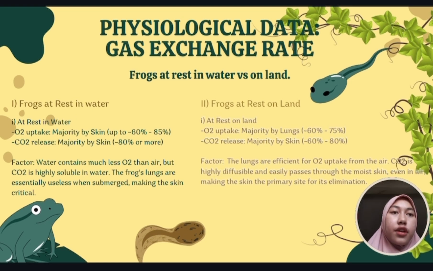Second is frog at rest on land, where O2 uptake is majority by lung, 16% to 75%. CO2 release is majority by skin, 16% to 18%. The factor is the lungs are efficient for O2 uptake from the air. CO2 is highly diffusible and easily passes through the thin skin, even in air, making it the primary site for its elimination.